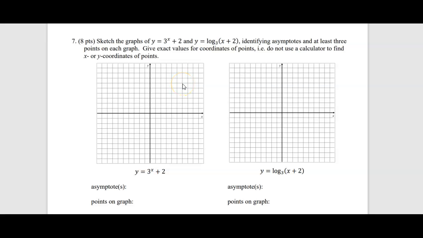Sketch the graphs of an exponential and a log function, identifying asymptotes and at least 3 points. Give the points' exact coordinates. Do not use a calculator for the x or y coordinates of the points. Alright, so we have y equals 3 to the x plus 2.